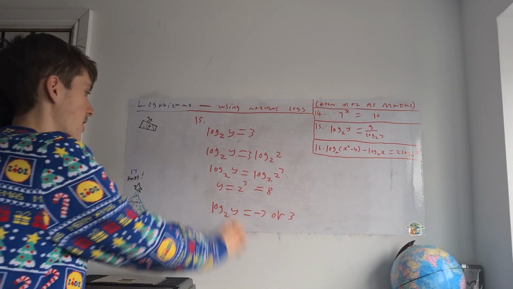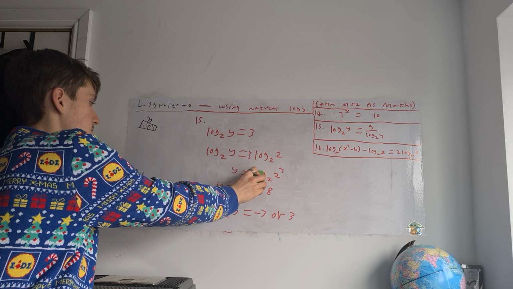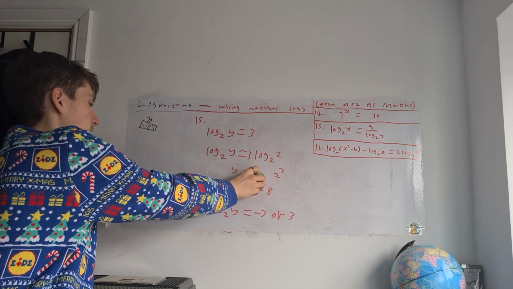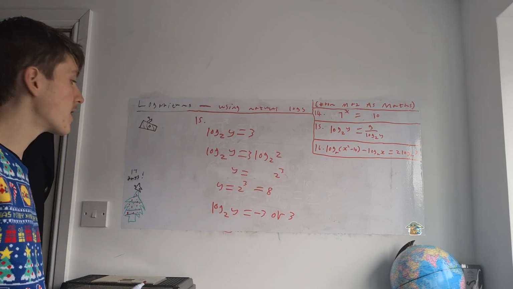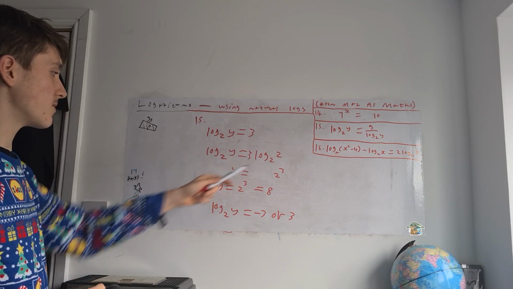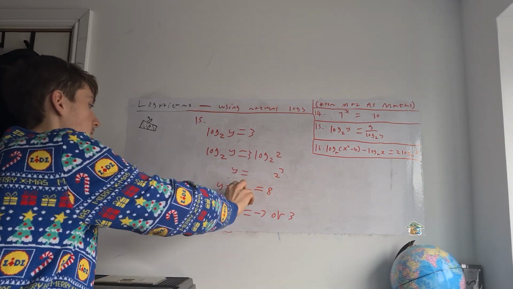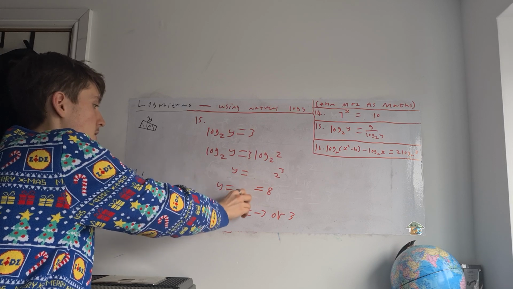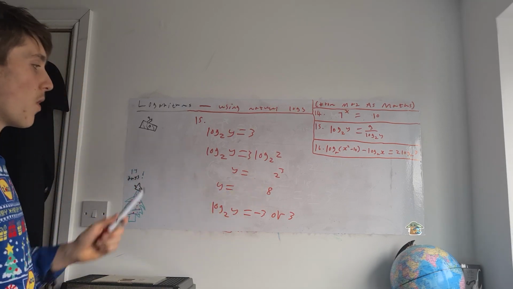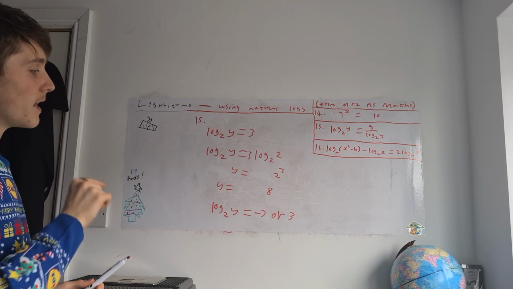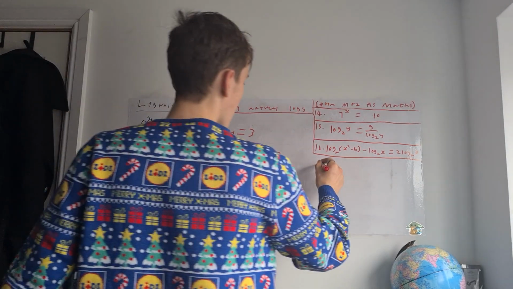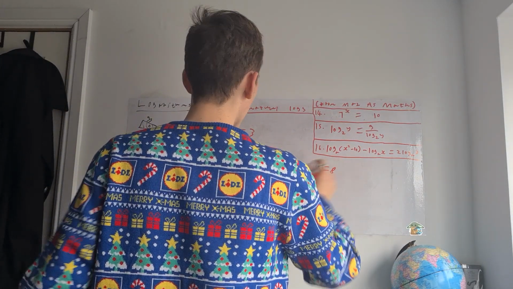So log base 2 of y, you can essentially just annihilate the log base 2's because they're on both sides here. You just divide both sides by log base 2, I guess you can think. And then you get y is equal to 2 cubed, okay? Y equals 2 cubed, 2 cubed is equal to 8. So one of our answers is y equals 8. So we have y equals 8 over here.